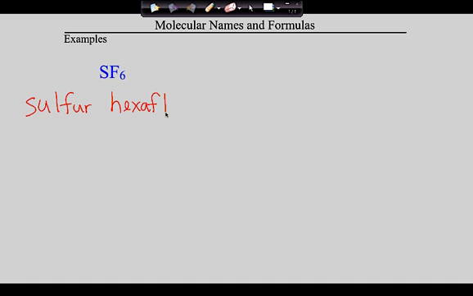How does fluoride go? O-U? U-O. It's always the opposite of flour. Guys, that's all there is to this. You're done. That's it. This is just sulfur hexafluoride. That's all there is to it. Pretty straightforward, right? If you can remember the prefixes, you are money.